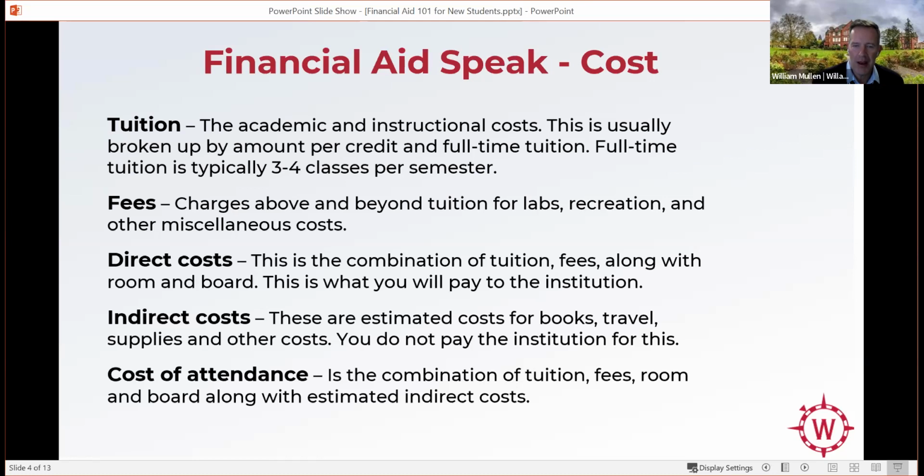Typically, you don't pay the institution for the indirect costs, but we have them as part of the cost of attendance. And that's tuition, fees, room and board, along with estimated indirect costs. That's the full cost of attendance. Every institution will break it down like this. The indirect costs might be estimated a little bit differently from one institution to the next, but we all should be relatively similar though.